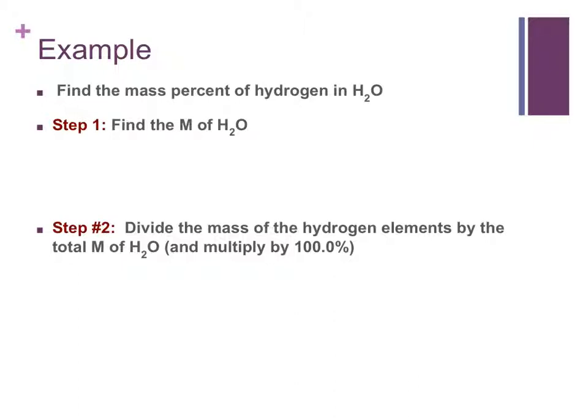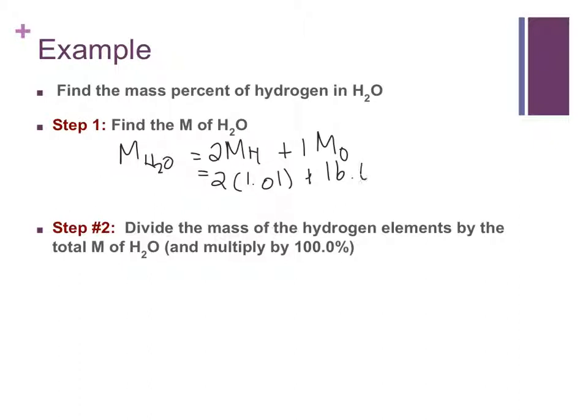Now, to find a mass percent, the first step you want to do is find the molar mass of water. Remember, to find a molar mass of a compound, we have to add up the molar mass of each of the individual atoms. So we have 2 atoms of hydrogen plus 1 atom of oxygen. So that's going to be 2 times 1.01 plus 16.00, giving us a molar mass of 18.02 grams per mole. Don't forget your units.